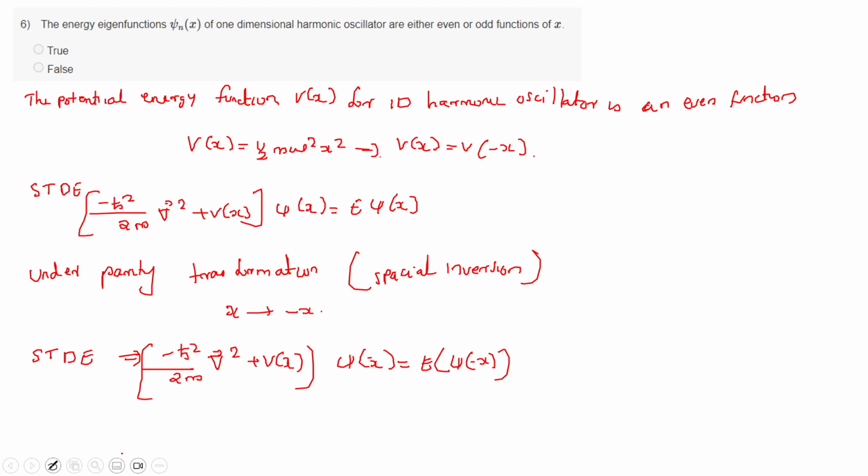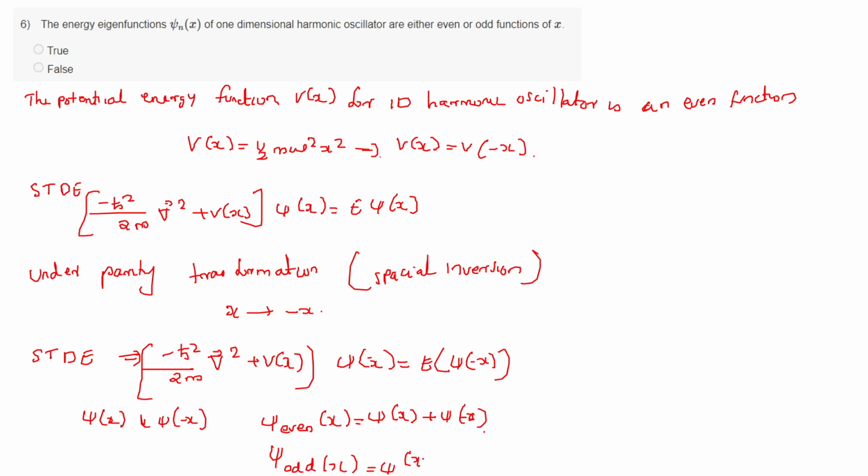Okay, now we have to see that both functions psi of x and psi of minus x solve the Schrodinger equation, and so does their linear combination. So we can construct two possible solutions: psi even of x, that we can write as psi of x plus psi of minus x. Then similarly psi odd function of x, that will be psi of x minus psi of minus x.